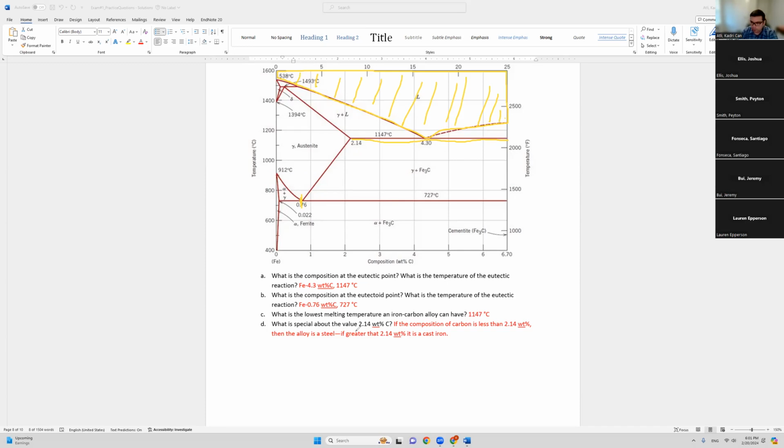So what is special about the value 2.14 weight percent carbon? Again, this is a set value, it's a definition. If the composition of carbon is less than 2.14 weight percent, then the alloy is called a steel. If it's greater than 2.14 weight percent, it's called a cast iron.